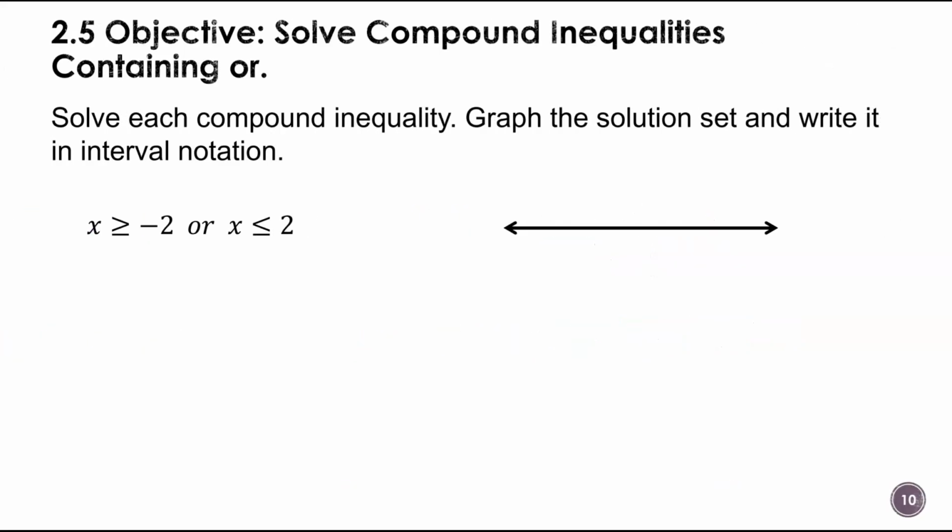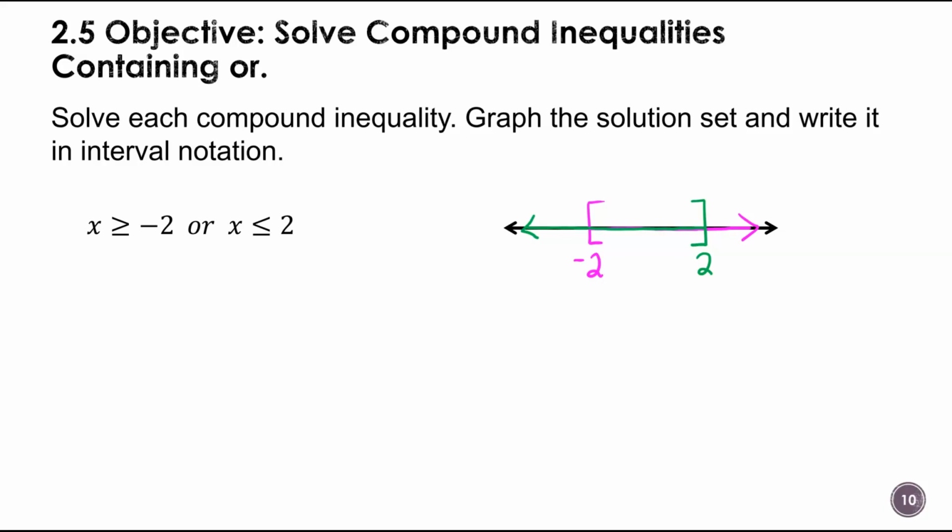So let's take a look at this one. This one says that X is greater than or equal to -2, or X is less than or equal to 2. And this says or. It's greater than or equal to -2, or it's less than or equal to 2.